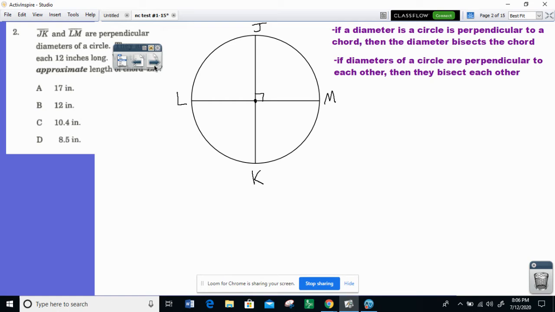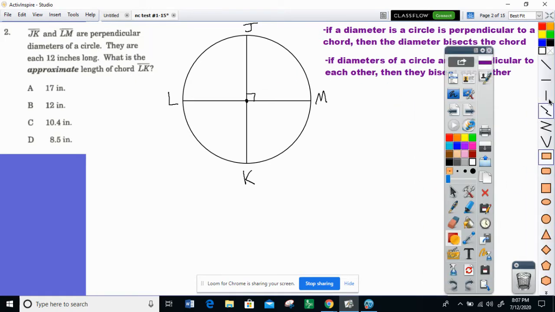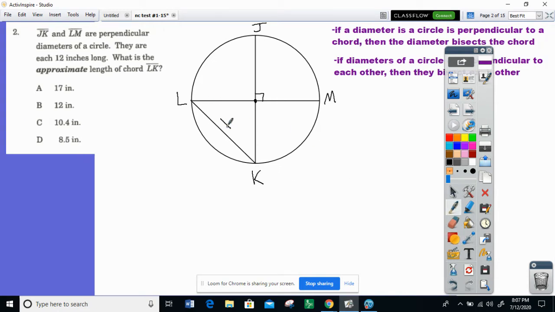Okay. Number 2, segments JK and LM are perpendicular diameters of a circle. They are each 12 inches long. So you may have noticed something here. When they don't give you a picture, you want to draw a picture, okay? That way you'll have something to label. What is the approximate length of chord LK? Well, we're going to go ahead and draw in that chord LK. And I'm going to label that segment LK that we're looking for as X.